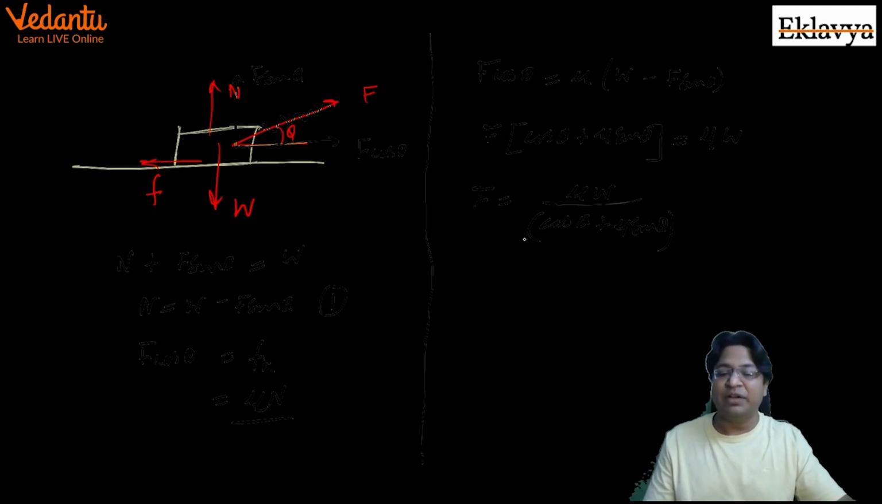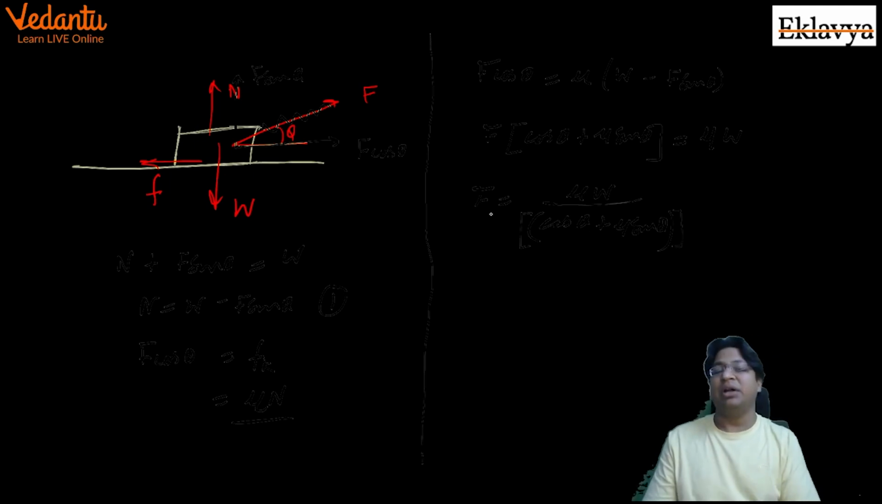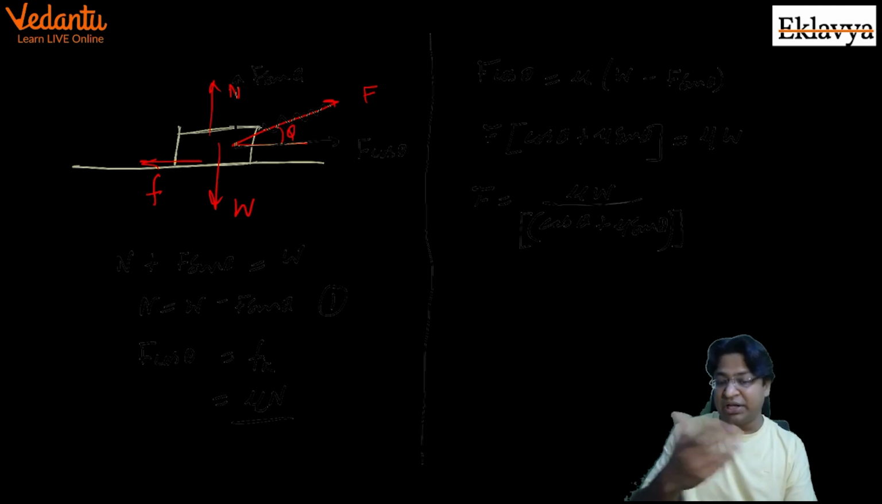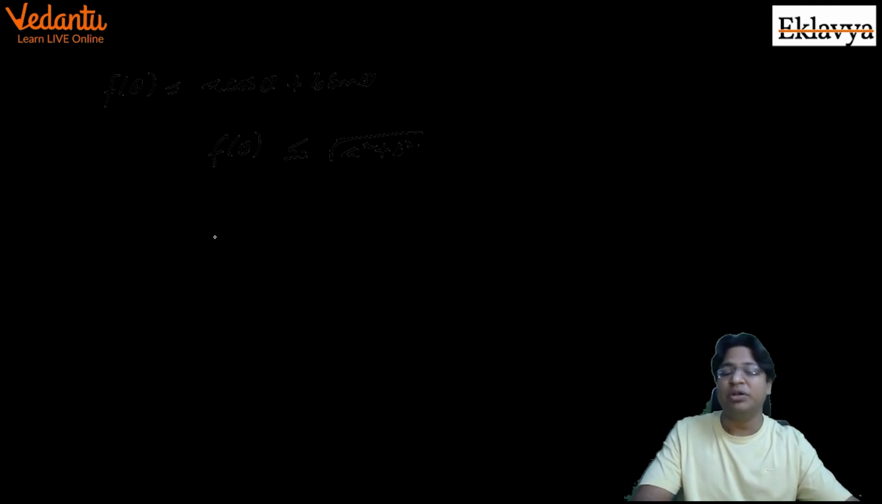So if I choose a value of theta that maximizes the denominator, then my F would be minimized. If you know that trigonometric result, again, this is something you ought to be aware of. If there is any expression of theta such as a cos theta plus b sin theta, then the maximum value of this F theta is always less than or equal to root of a square plus b square. So you can use this.